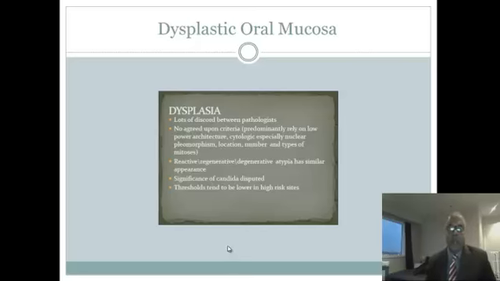Thresholds tend to be also lower in these dysplastic lesions in the high-risk sites, and that's probably why those sites are higher in risk. And the significance of the presence of candida in some of these lesions is also disputed or controversial.